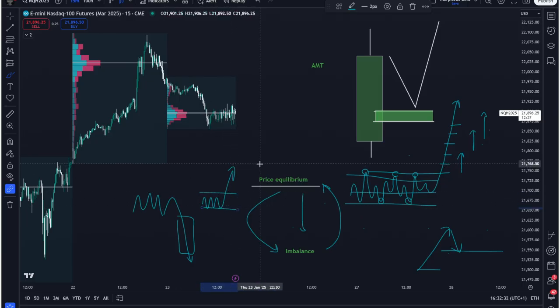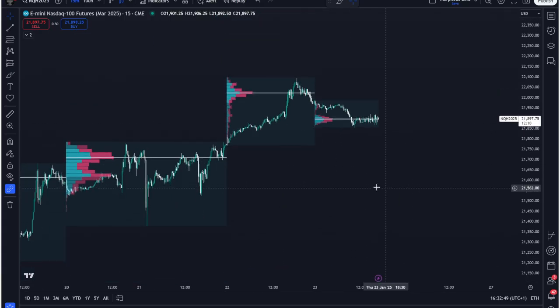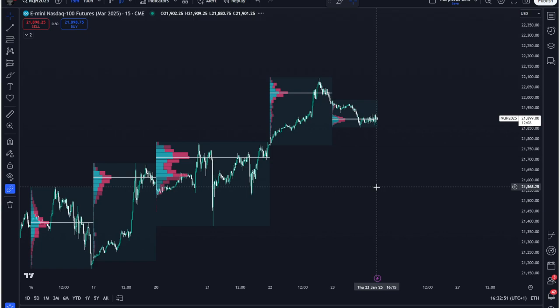So this is the baseline to understand auction market theory, and it is not used only in higher time frames, it is something we also use in lower time frames. Now we go into understanding this practically. I will use TradingView because it's easier to explain on TradingView, and the charting tools on TradingView are really user-friendly, so I will use TradingView as a platform.